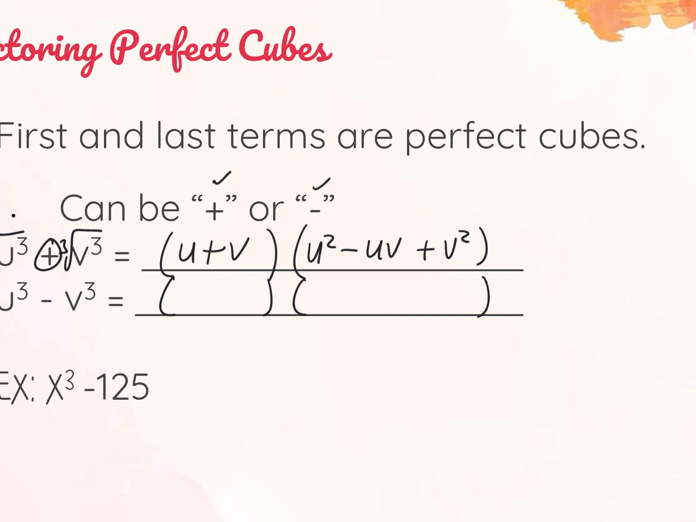And then you see that I already filled in the pluses and the minuses. The signs for this are going to be the same sign, right? So that first one is going to be the same. That middle one is going to be the opposite. And this last one is going to be always plus.